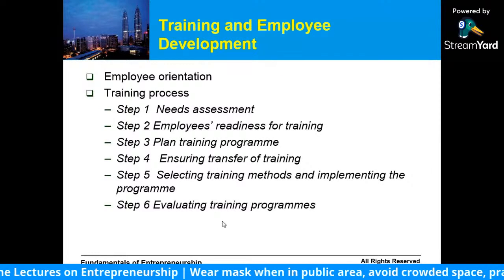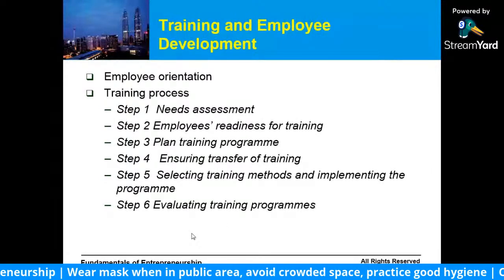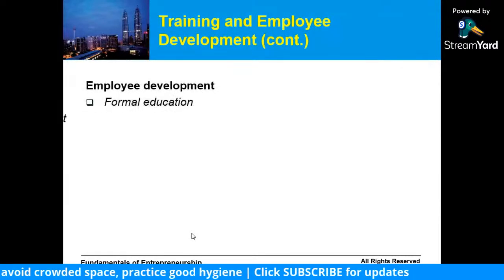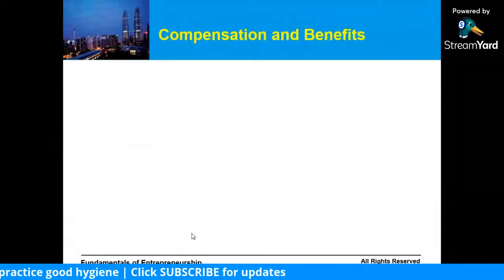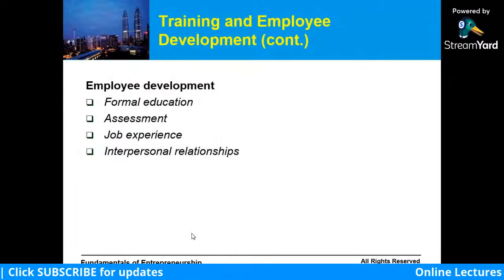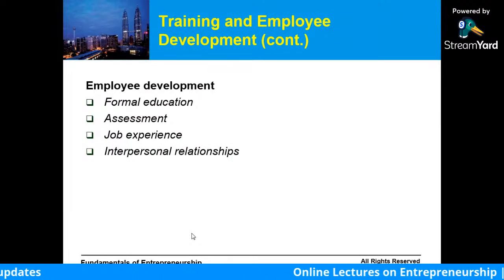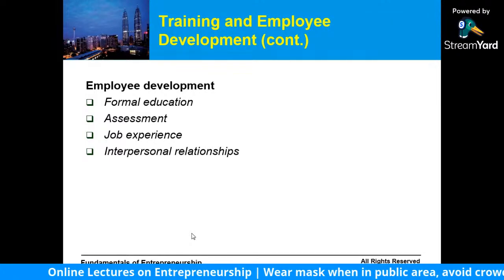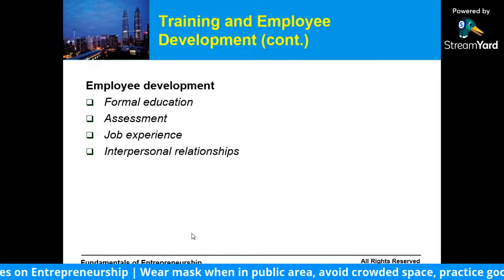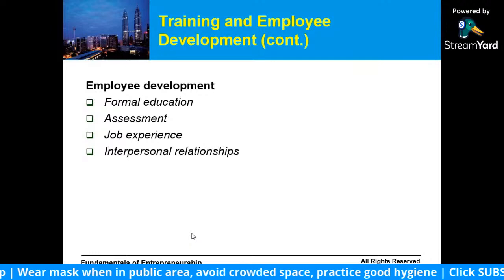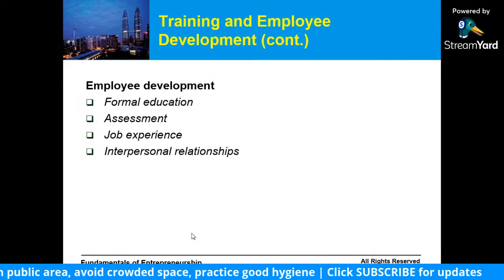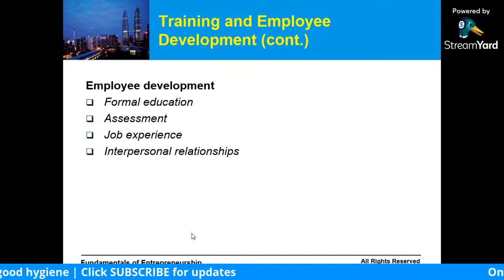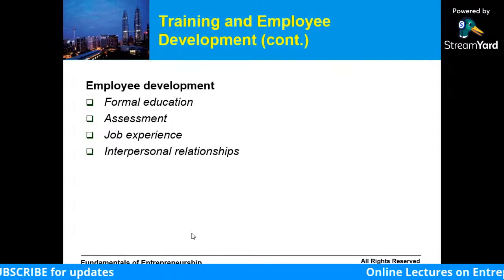This is what we call the process in training. All right, the employee development. Another part in training and development. So employee development, generally we have four approaches. First is formal education. Second, assessment, job experience and interpersonal relationship.